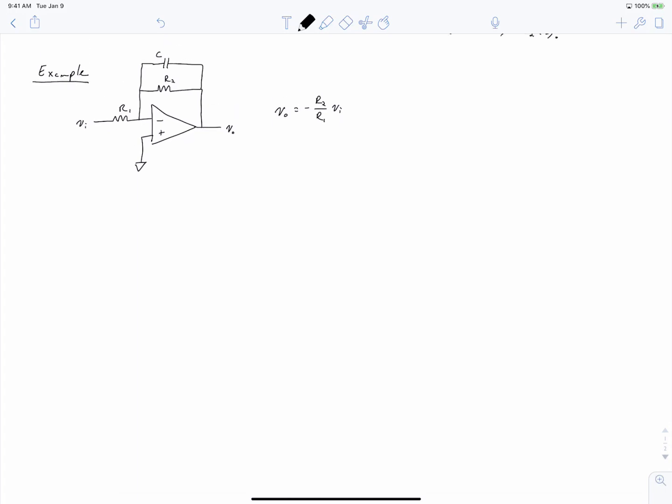I want you to tell me, what does the gain plot look like? So does our gain decrease with frequency and then level off? Does it stay level with frequency for a while and then start increasing? Or does it start level and then start decreasing? So do we have an inverted zero, a zero, or a pole? Pause the video, circle one of these, and resume when you are ready.